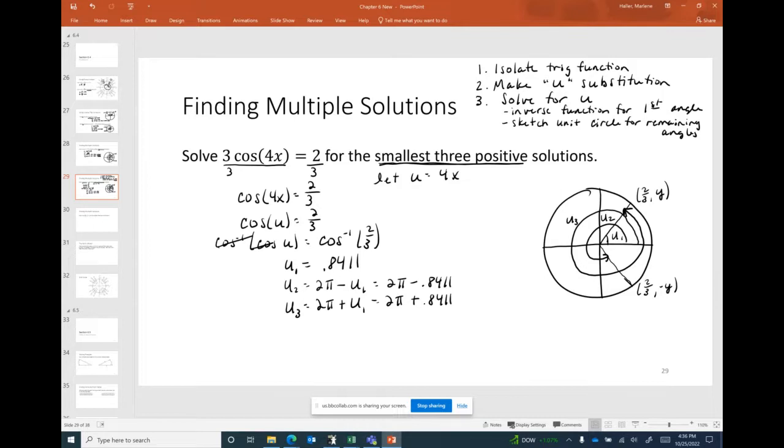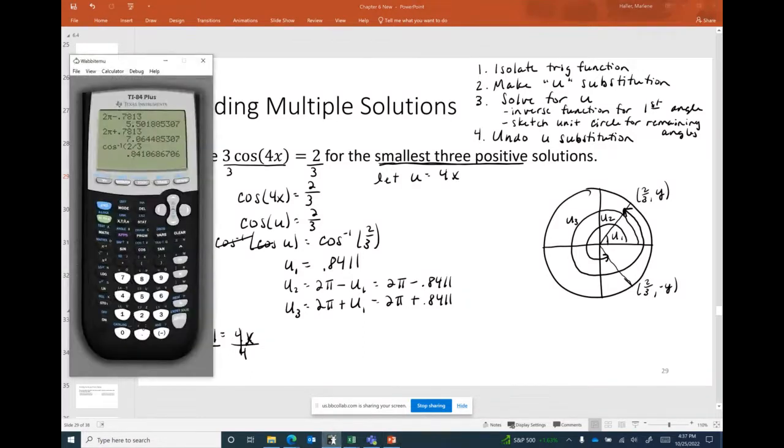And then now I've got to back substitute, though, because I didn't want u, I wanted x. So the next thing we're going to do is undo that u substitution. All right, let's do u1 first, right? So 0.8411 has to equal, u is equal to 4x, right? Equals 4x. So x then is going to be 0.8411 divided by 4, right?